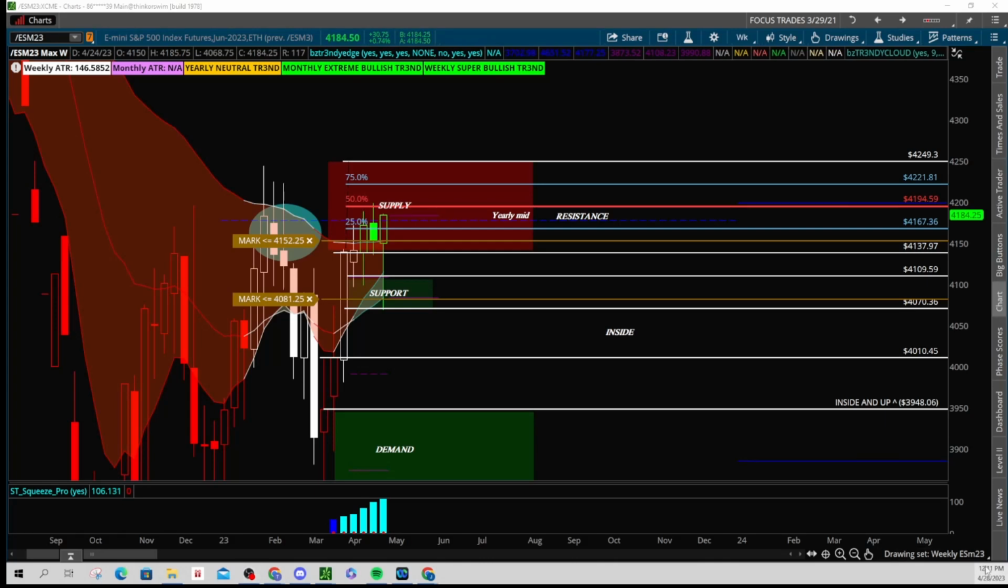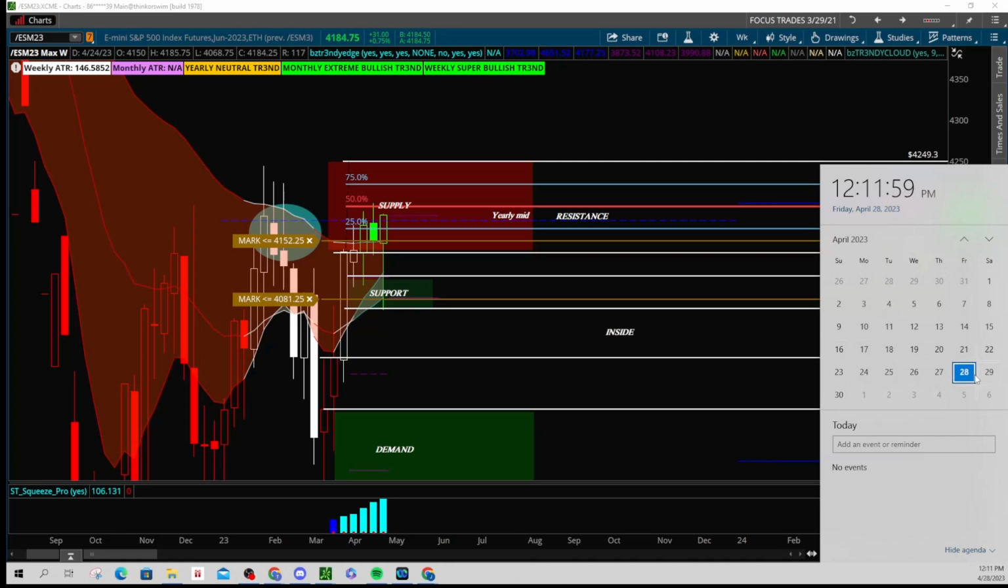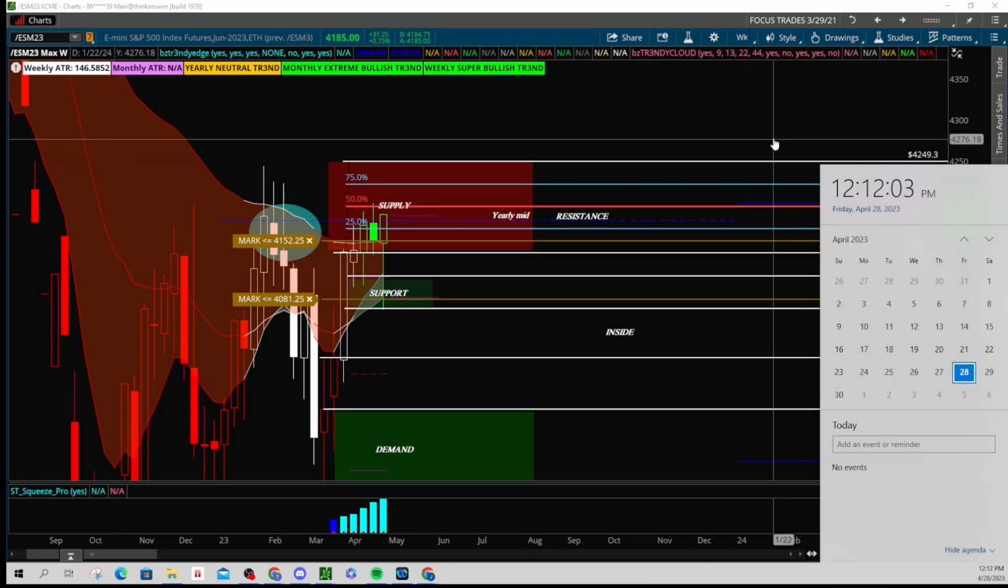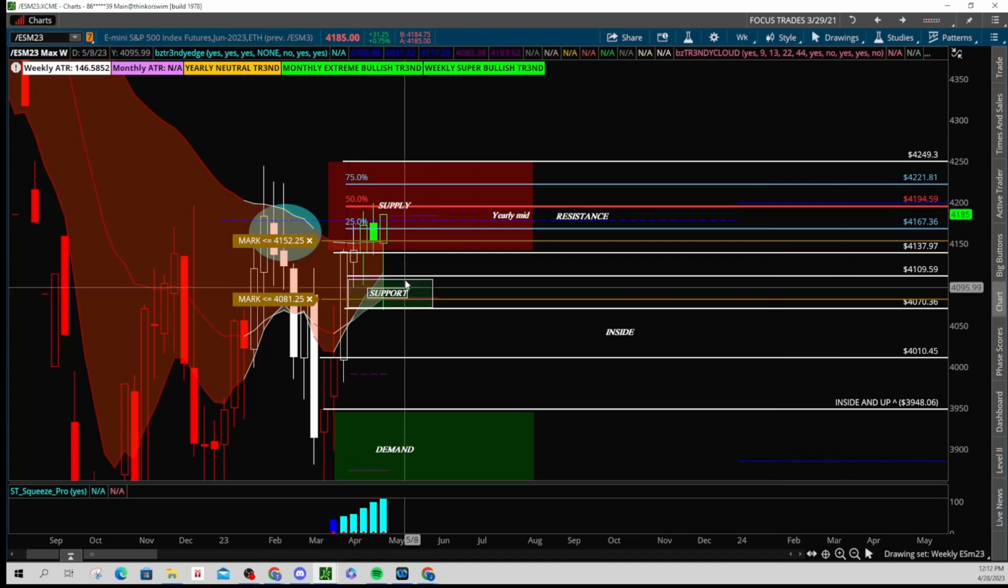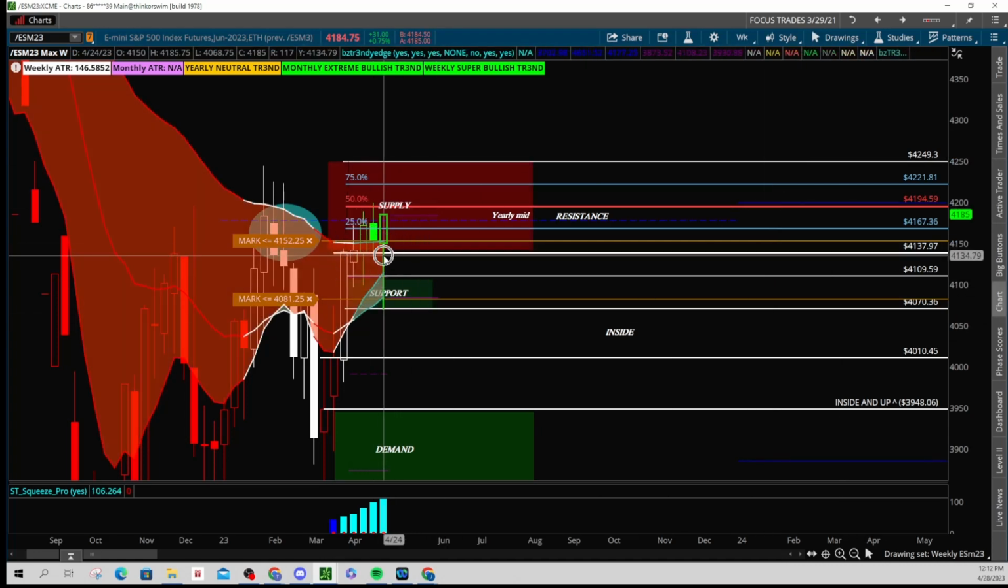So I'm going to be covering the 24th through the 28th of April here. And the first thing we'll start with is, first of all, it's been a great week. It's been a little crazy week, and you can see that just by looking at this weekly candle that we have right here. And I'll go over that here shortly.